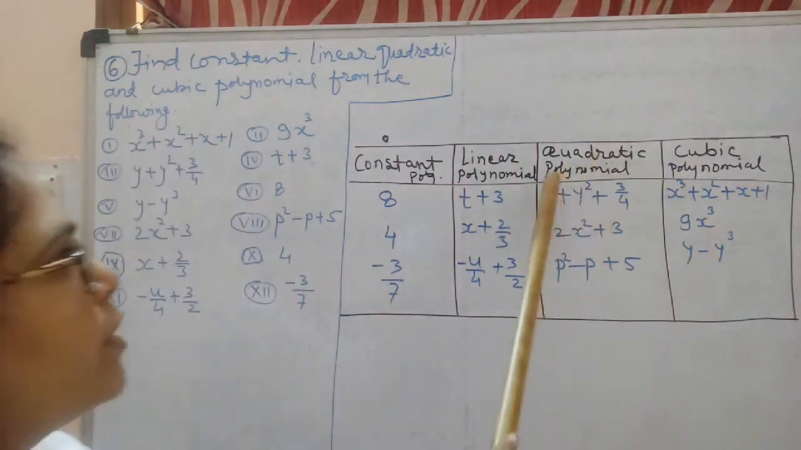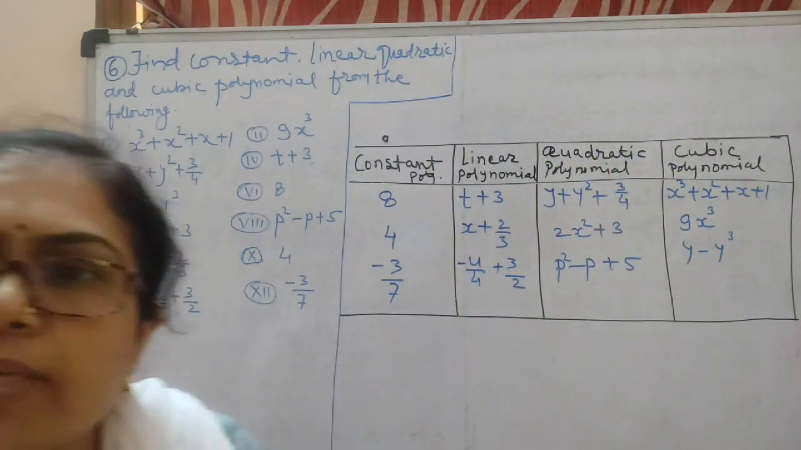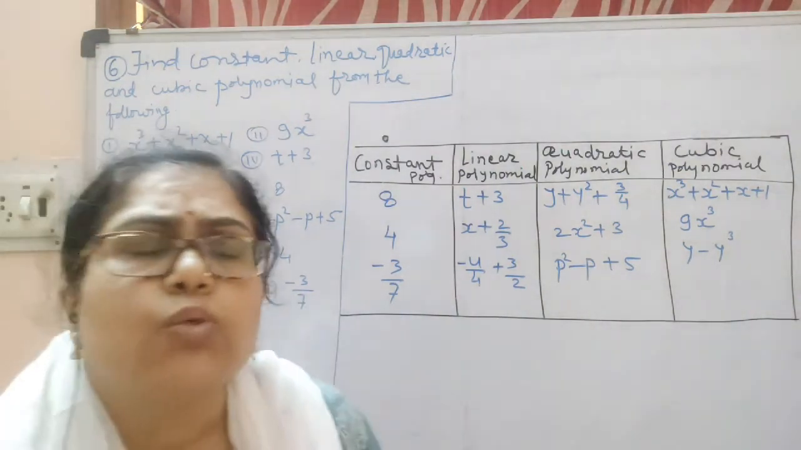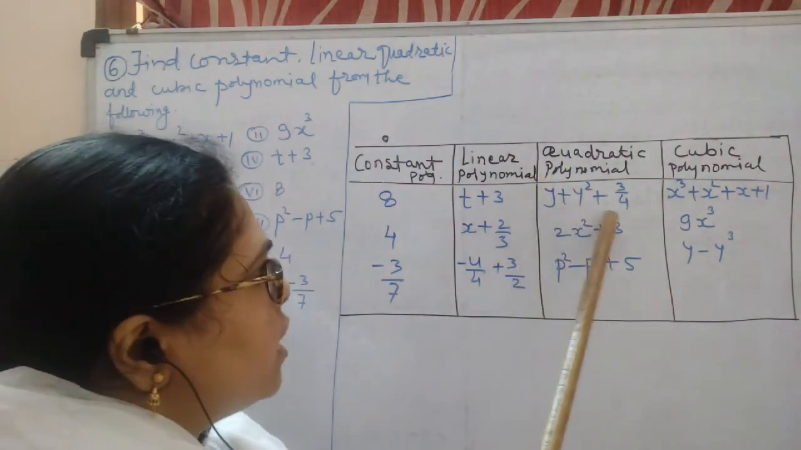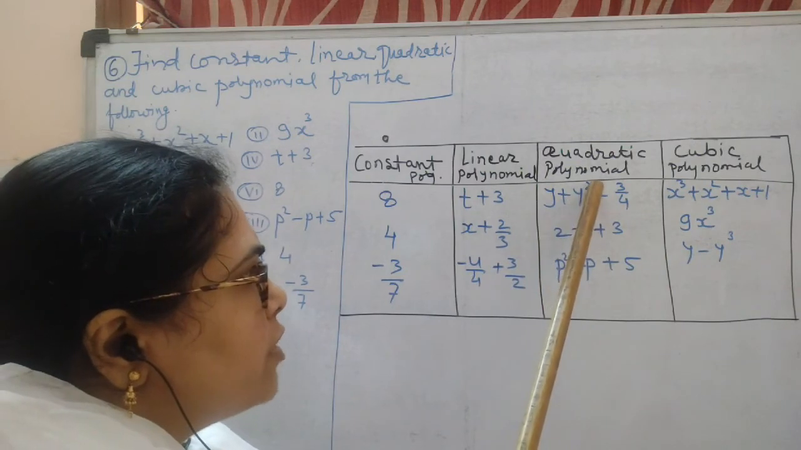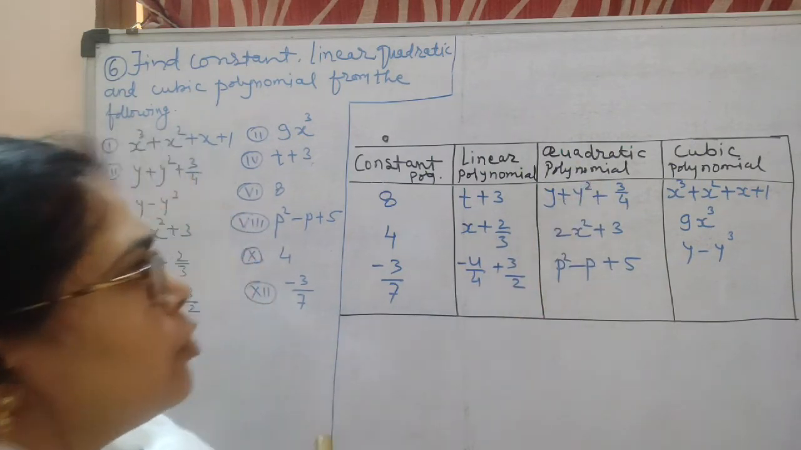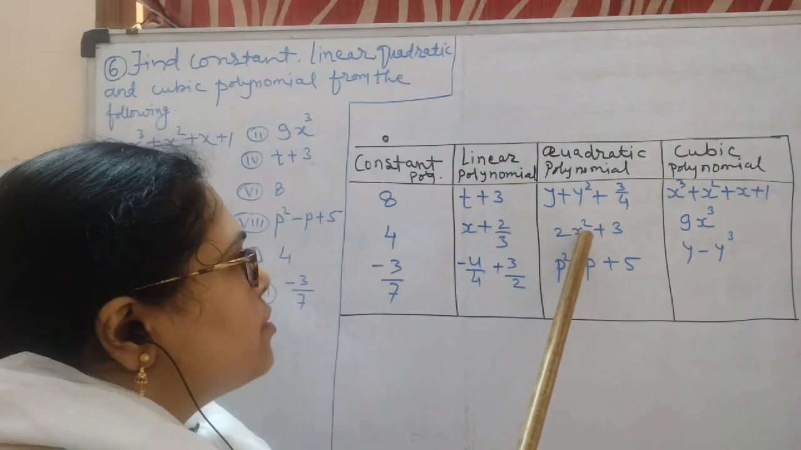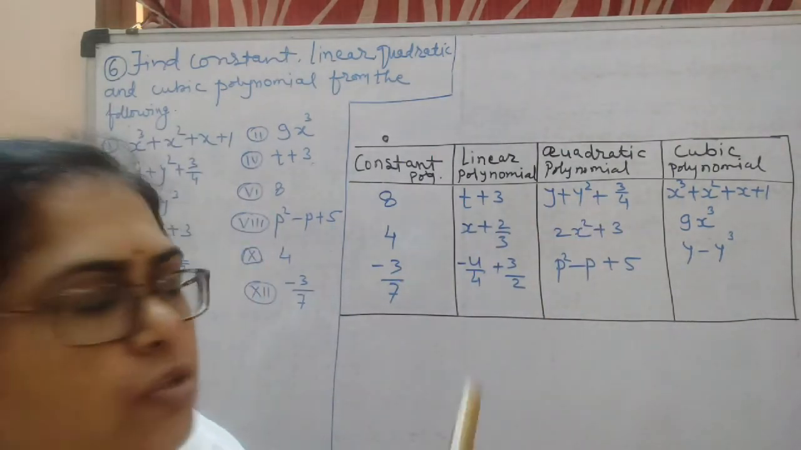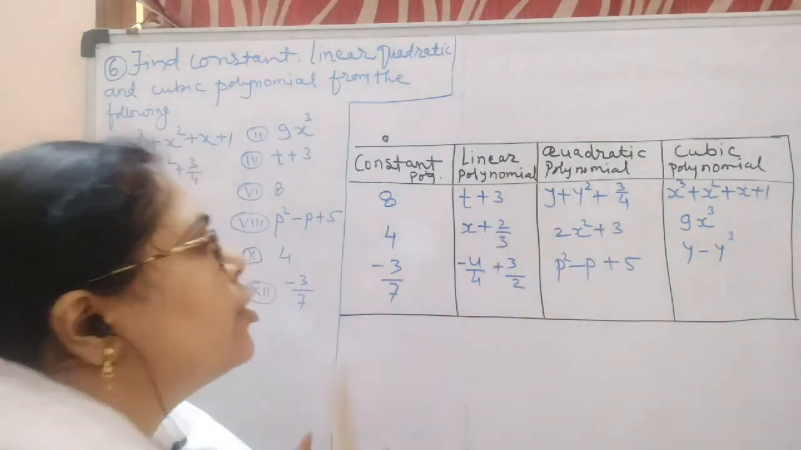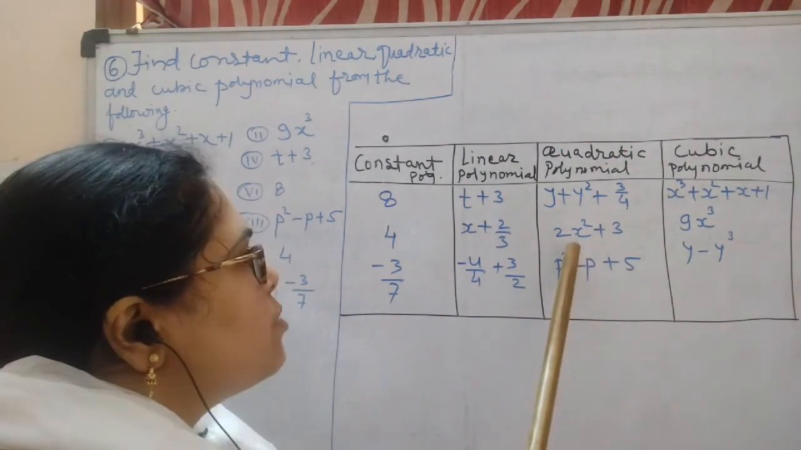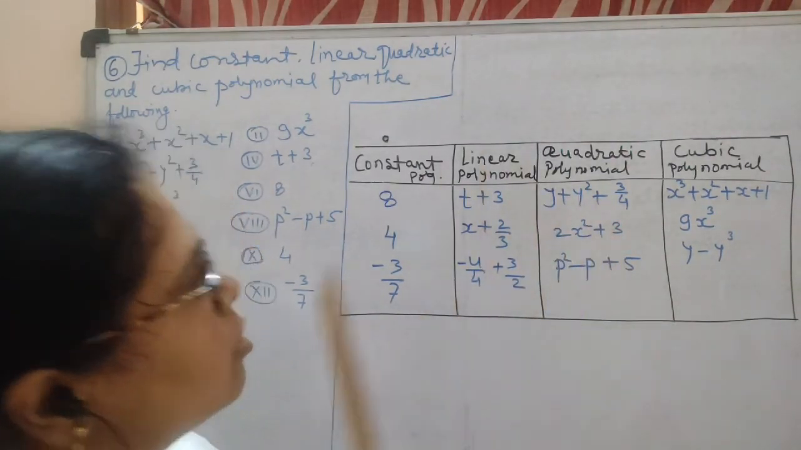Okay. Now quadratic polynomial. Quadratic polynomial means the highest power of the variable is 2. So in this expression, see, the variable is y and the highest power is 2. So this is a quadratic polynomial. And in this expression, the variable is x and the highest power is 2. So this is also a quadratic polynomial. And in this expression, the variable is p and p's highest power is 2. So this is also a quadratic polynomial.